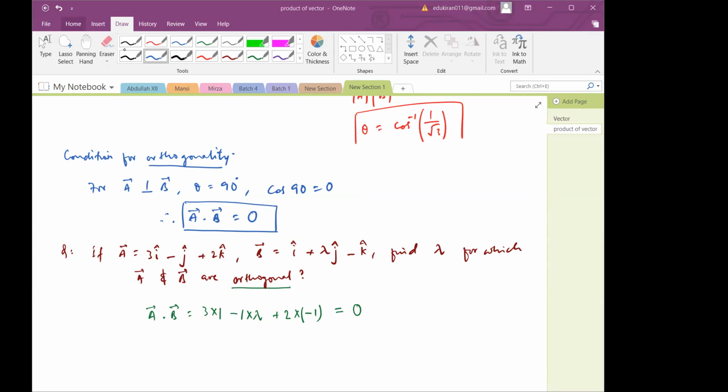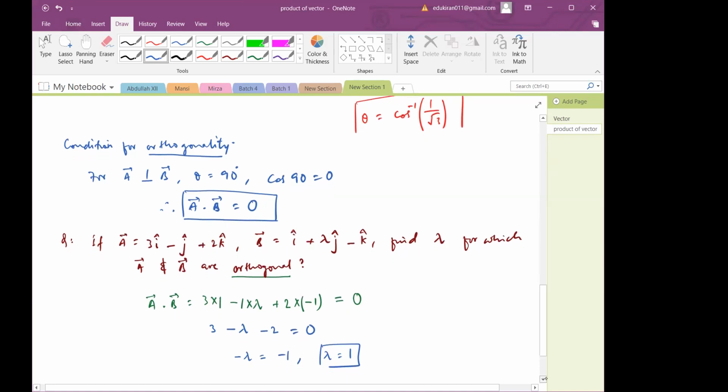If you simplify it further, it will be 3 minus lambda minus 2 is equal to 0, or minus lambda is equal to -1. So lambda is equal to 1.